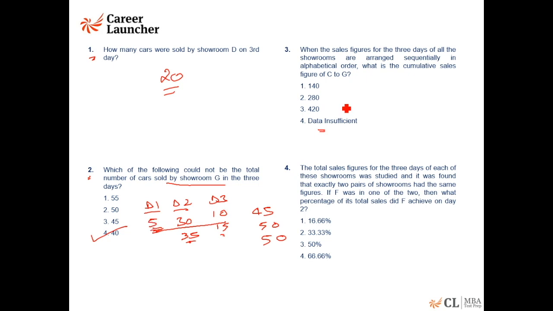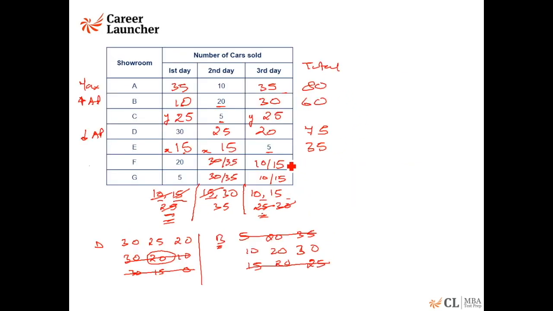Question 3. When the sales figures of the 3 days are arranged sequentially in alphabetical order, what is the cumulative sales figure of C to G? Okay. What is the cumulative sales figure of C to G? Now if I want C to G, I can do total minus A minus B. So what is the total? Okay, how much was this? The total is 35, okay, 5 to 35 cars on each day.